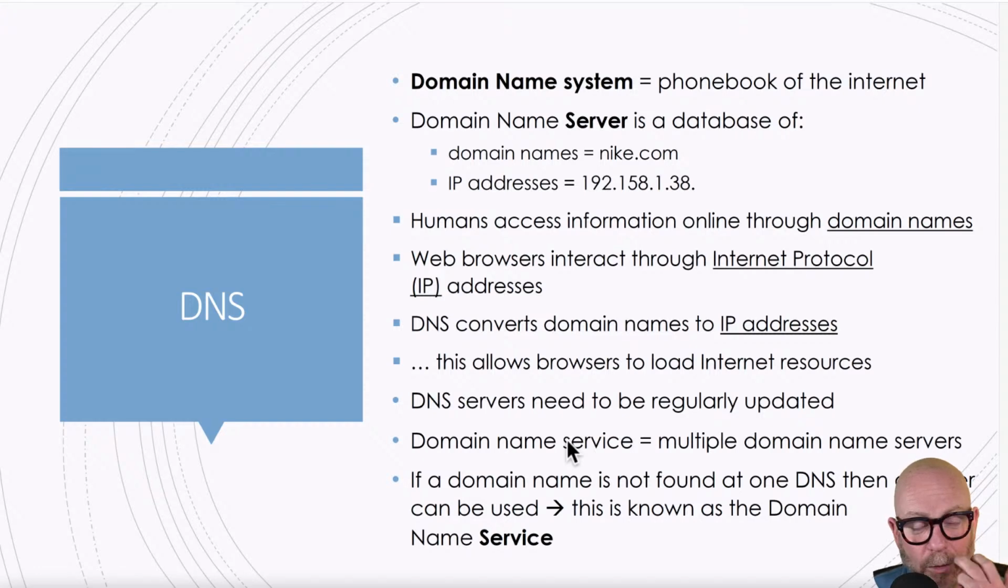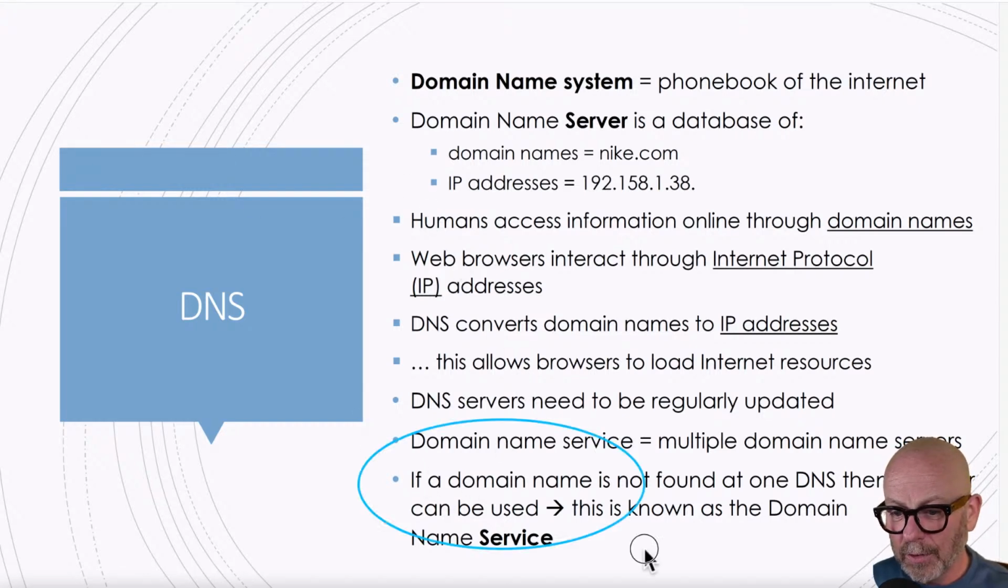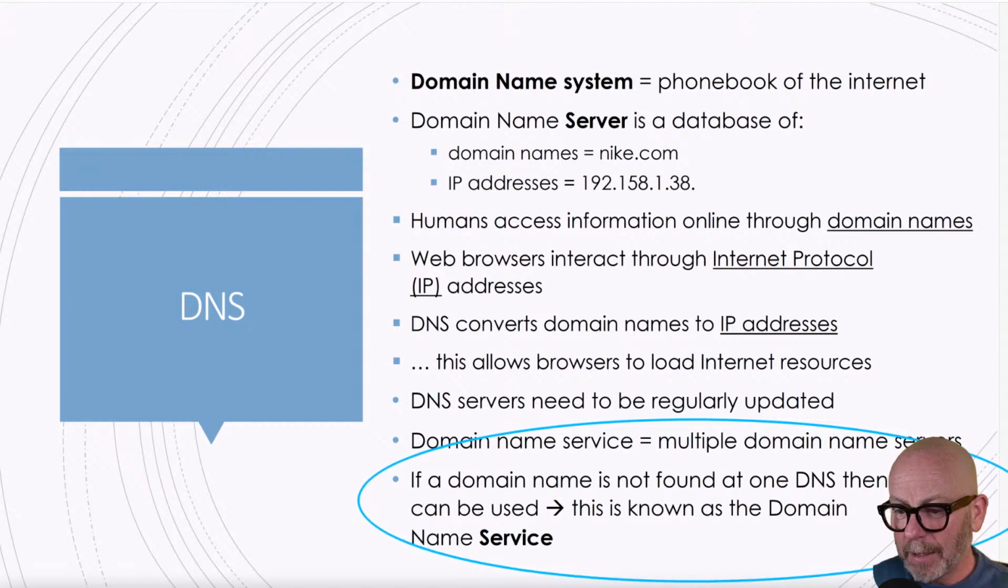So while your local one in East Grinstead might not have the actual IP address for that restaurant, the domain name server will look at it and go, well, no, I don't have that, but that looks like an Indian address. So I'll ping that to the DNS in India. It'll find it and send the IP address back to your computer, and then your browser will open a direct connection with that IP address. And that's kind of what I'm talking about here, okay? If a domain name isn't found at one DNS, then another can be used. It's known as the domain name service.